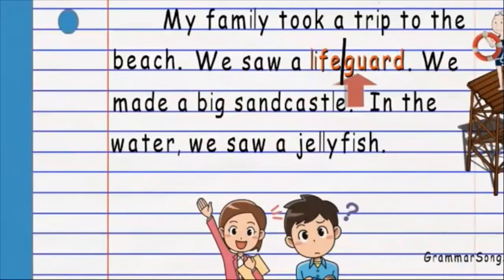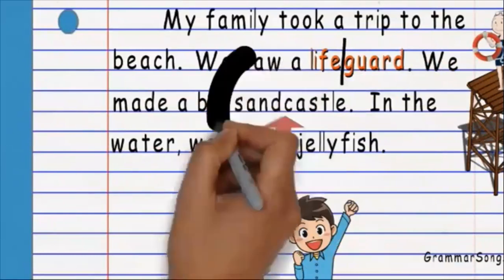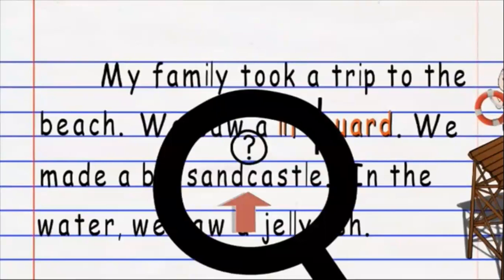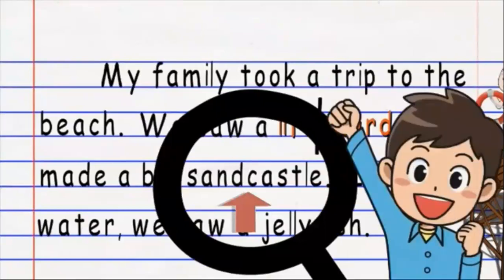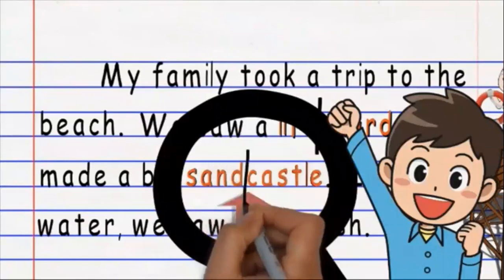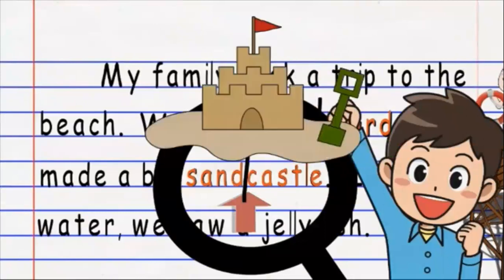May I read next? I want to turn. Of course. We made a big... Okay, don't get scared. Let's look for smaller words within the big word. Do you see any smaller words inside this big word? I see the word sand and the word castle. Very good. Sandcastle is a compound word made up of the words sand and castle. People make sandcastles at the beach.